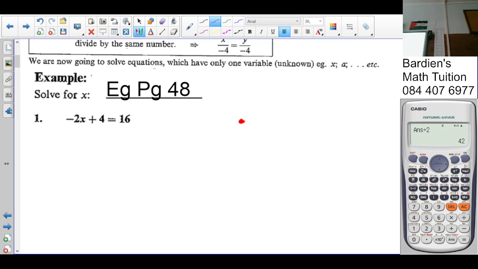So, you're going to isolate the x. Get the x on its own, on one side of the equal sign, in other words. None of the numbers must be associated with the x. Right. So the first thing is to get the x on its own. Another word for that is to isolate the x.